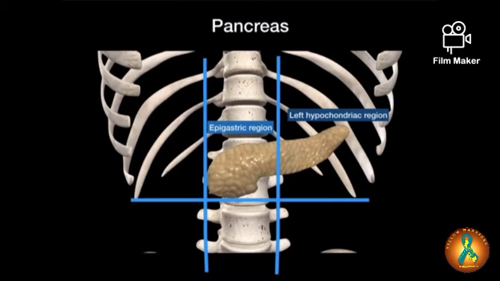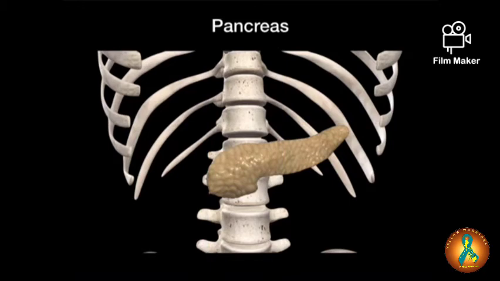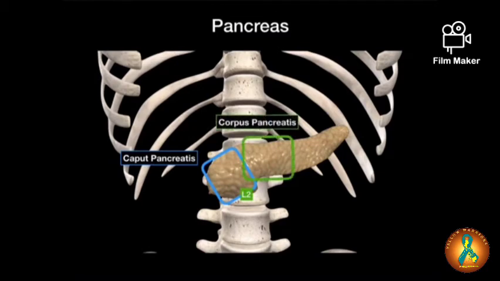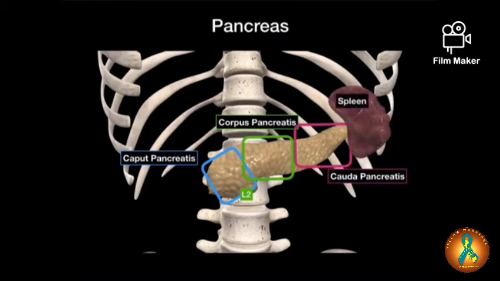And so the pancreas has three parts. It has a caput pancreaticus, which lies in front of the second lumbar vertebra. It also has a corpus pancreaticus, which crosses the vertebral column. We also have a cauda pancreatica. The cauda pancreatica reaches the visceral surface of the spleen at the level of the first lumbar vertebra.